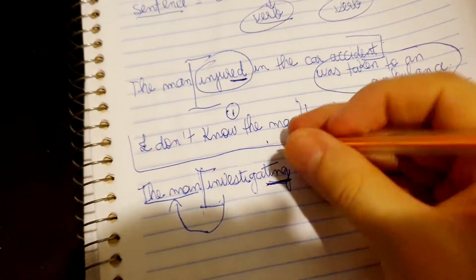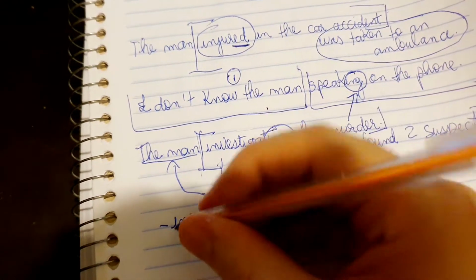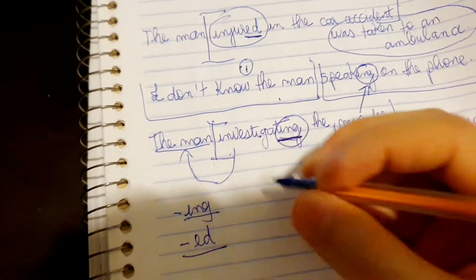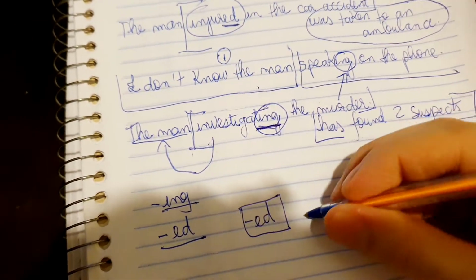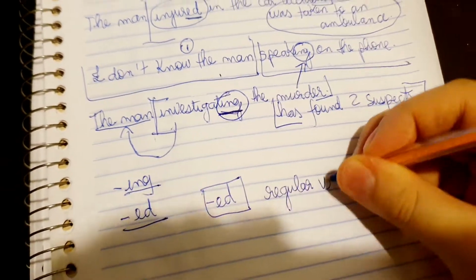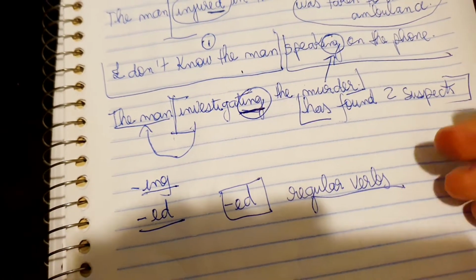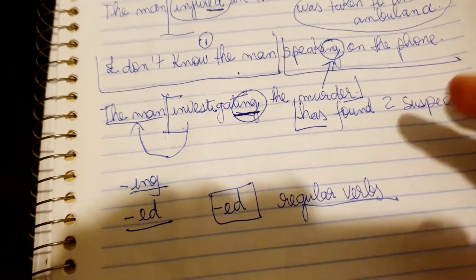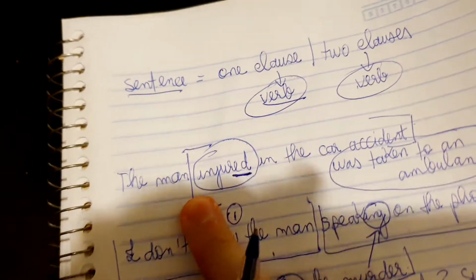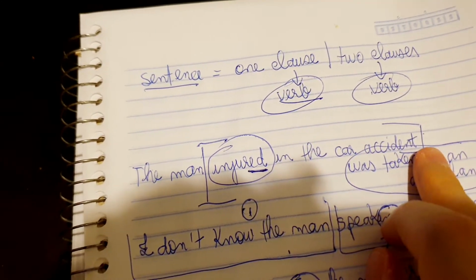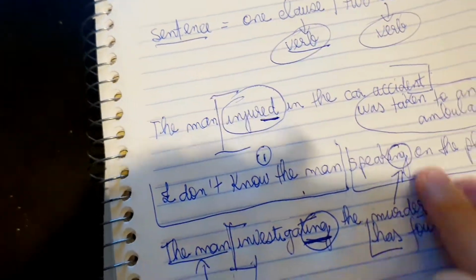So it's possible to begin a clause with ing, expressing a continuous idea, or you can start with ed. Ed comes after regular verbs, but it is not necessarily a verb. You can also have adjectives which end with ed, but mostly you will have a passive voice, right? This is a passive voice. The man injured in the car accident. Let's see another example with ed so you can understand.